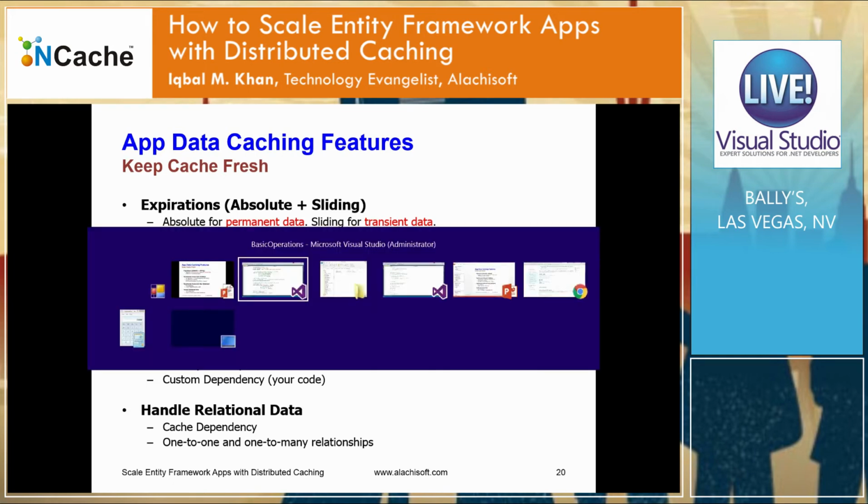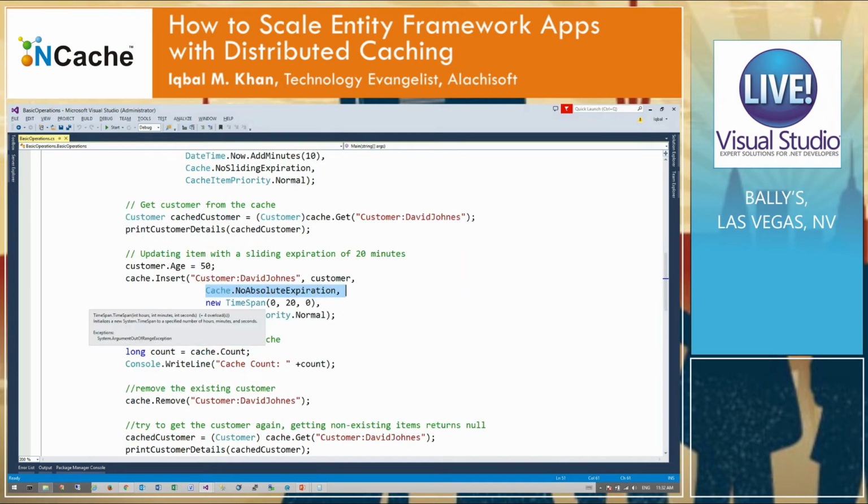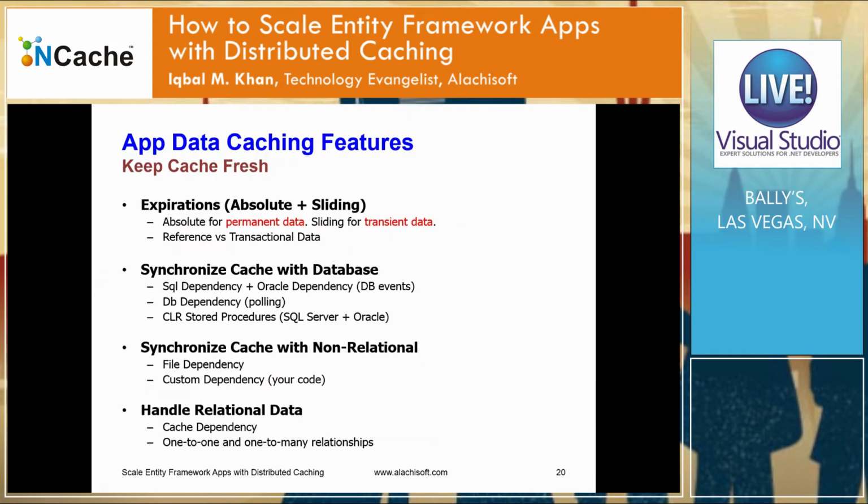So again, instead of specifying this, now you're going to specify the sliding expiration, and then you say, I don't want any absolute expiration on this. This is how you would specify expirations in a typical cache like NCache. Again, notice that you're doing this at an object level. Every object will have its own expiration, so it gives you total control over which objects to expire when. Any questions on this? Okay. So that's the first way that you keep the cache fresh.